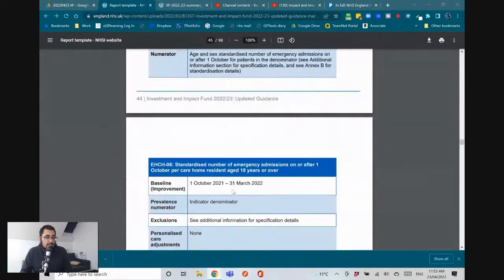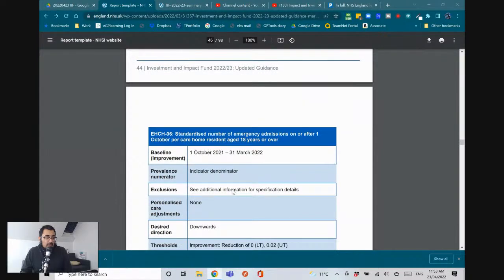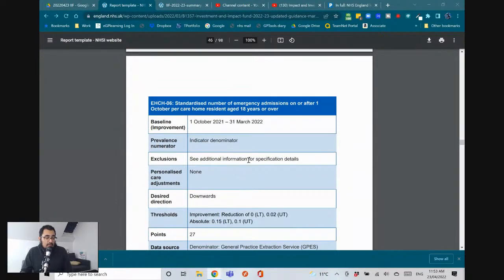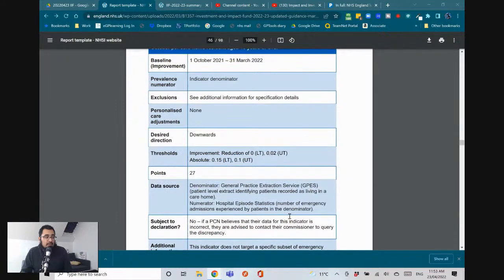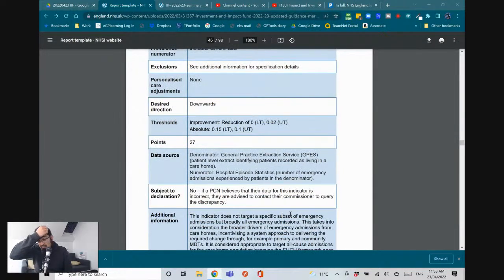And basically, there are some exclusions, and that's a list of data, but there's no personal care adjustments. There's a downward trend because they want to reduce the number of admissions. Improvement, so a reduction of 0 and 0.2% is the upper threshold, and the absolute is 0.5 or 0.15 and 0.1. So basically, they want a downward trend. It's 27 points. So you know, it's about what £4,500, I want to say, off the top of my head, the network.